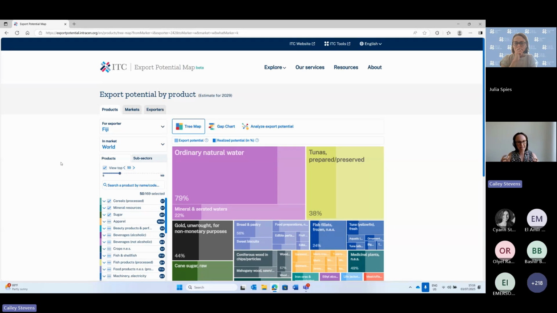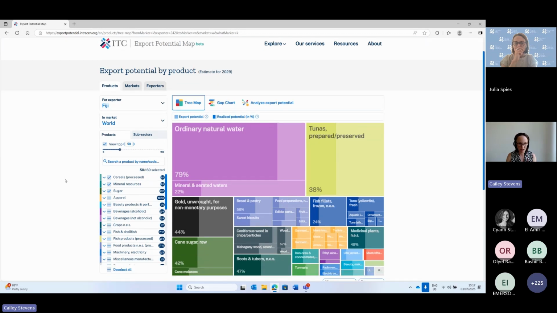And when we are inside export potential, we can look at export potential basically in 3 different ways. We can look at it by product, by market, or by exporter or supplier. And we'll see those different views throughout this presentation. So we are starting on the products tab. So we are looking at Fiji's top products with export potential to the world. And we are looking at the top 50 products for Fiji in the world market.